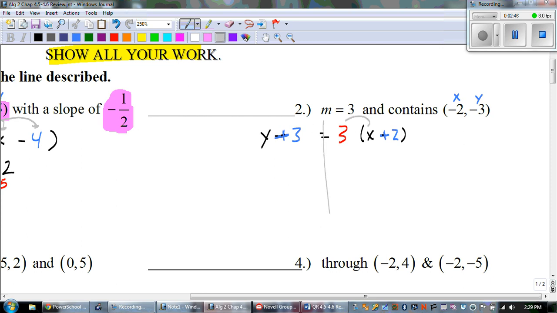We want to solve for y, so I have to distribute first. We get y plus 3 equals 3x, and then 3 times 2 is 6. And then to get the y by itself, we have to subtract 3 to both sides. We get y equals 3x plus 3.